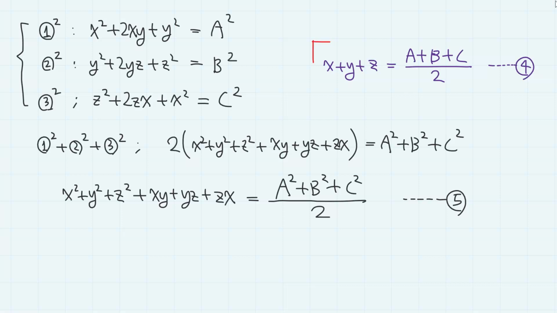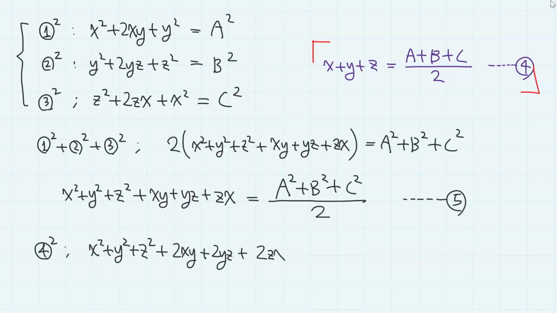And from previously obtained equation 4, if we square that one, we have, by the expansion formula of (x plus y plus z) squared, x squared plus y squared plus z squared plus 2xy plus 2yz plus 2zx equals (a plus b plus c) squared divided by 4. And let's call this equation 6.